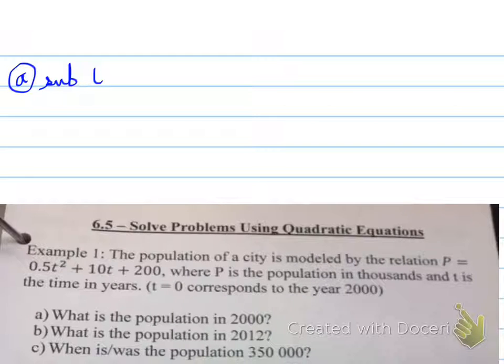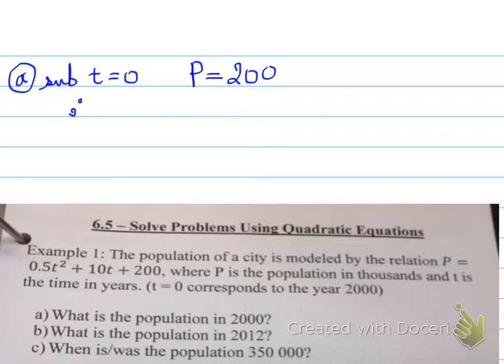So part A says, what is the population in 2000? To know that, we have to sub in t equals 0, because that is the years from 2000. If we want 2000, we need 0. So t equals 0 means that P equals 200. How do you know? Well, when I plug in 0 for t here, this is now gone. I plug in 0 here, this is gone. And I get the number 200.